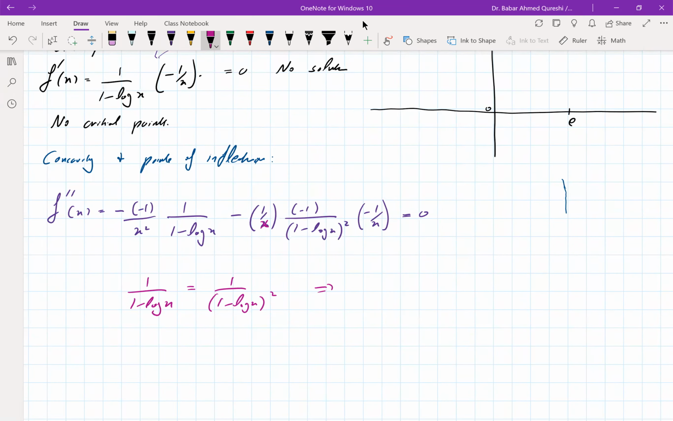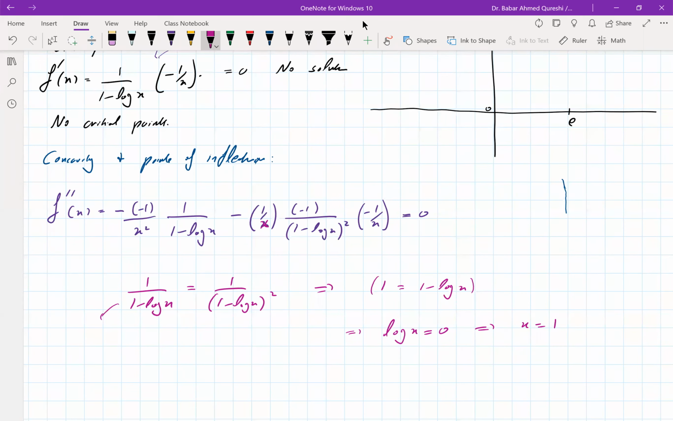So that means, and since log of x... So I get 1 is equal to, I just invert it and cancel. Log of x is 0. That means x is equal to 1. Log x is not equal to 1. I have no problem in encountering a 0 here.